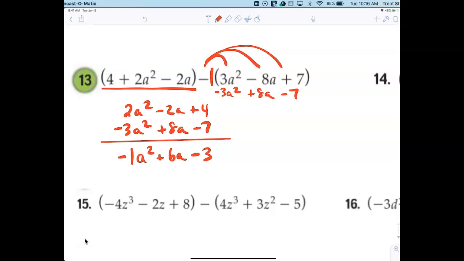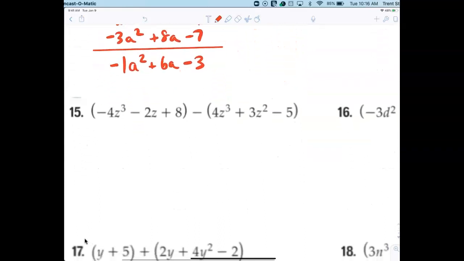Subtraction is like distributing a negative 1. Good. Because there's a negative in front of the parentheses. There isn't a negative in front of the other parentheses. You with me? All right.